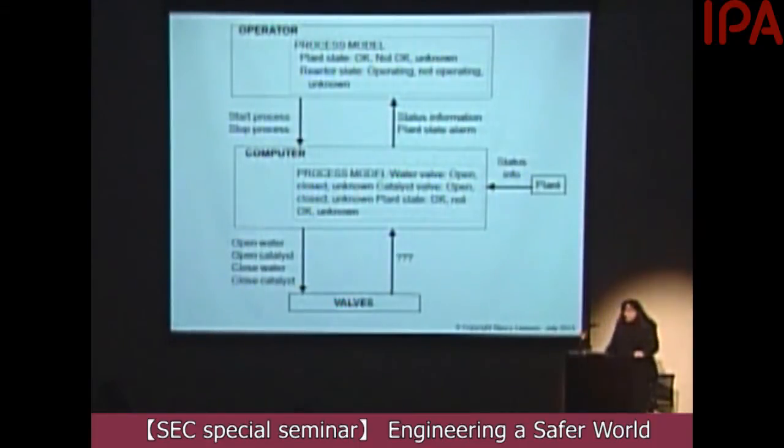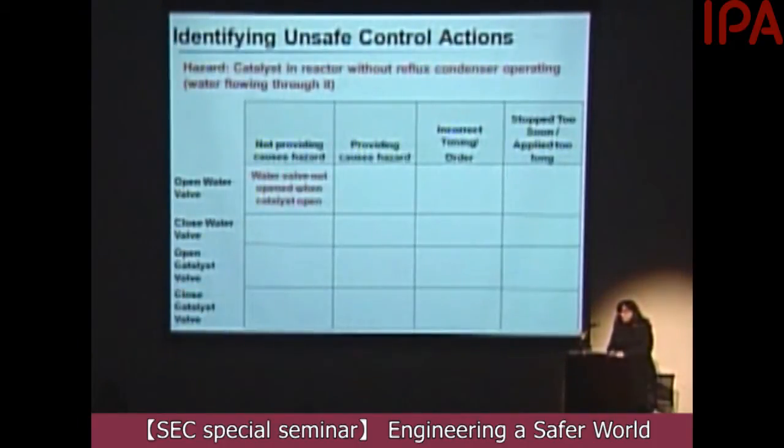All right, so now the first thing we want to do is figure out what are the unsafe control actions that the computer can give out. We're going to just look at the computer for this case. And we do that. So the hazard we're looking at is that there's catalyst in the reactor without the reflux condenser operating, without water flowing through the reflux condenser. Okay?